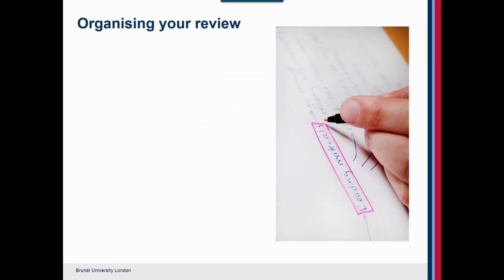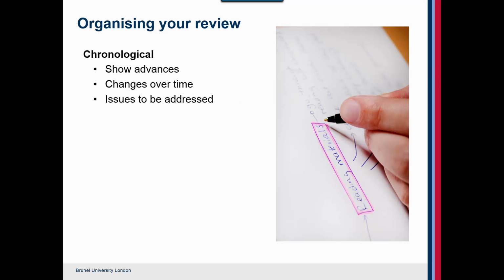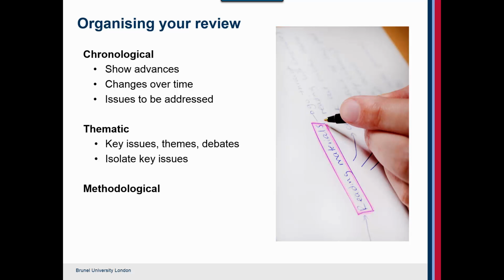You can organise your review in various ways. One way may be in terms of chronology. You might be able to show advances or changes over time. You might want to highlight issues which you want to address in your review. Another way is thematically. So you might organise your review by looking at key issues, themes, and debates. You may also want to isolate particular key issues of specific interest which you want to draw the reader's attention to. You can also organise your review in terms of methodology.